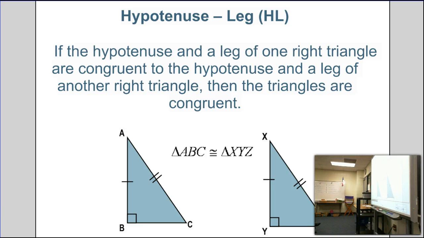Just mine. Okay. Hypotenuse leg. You don't have to write all these words, but I would write the title and I would draw a picture. This is an example of two triangles that are congruent. And they're congruent by hypotenuse leg.